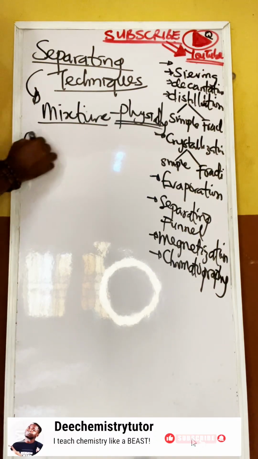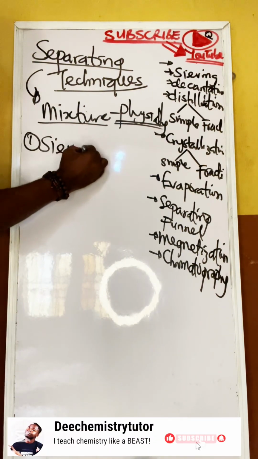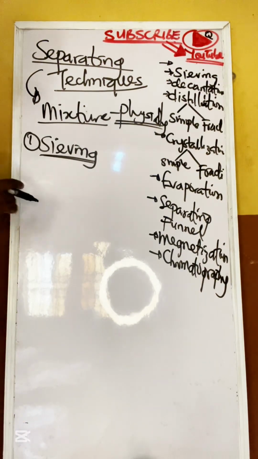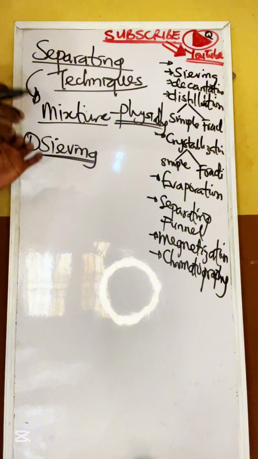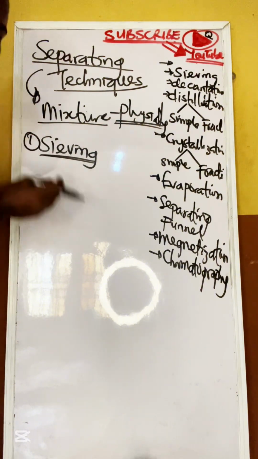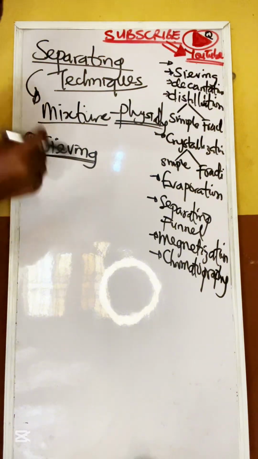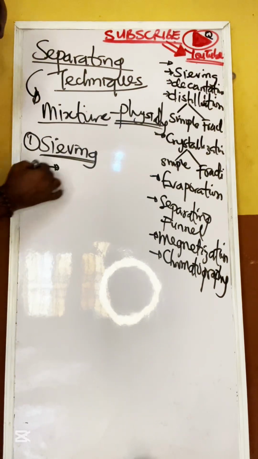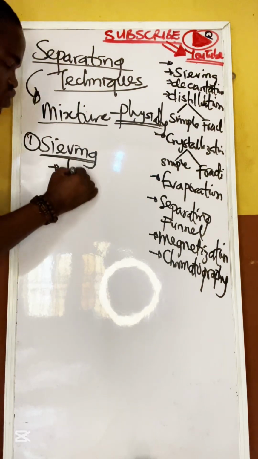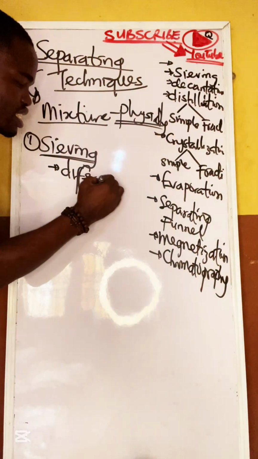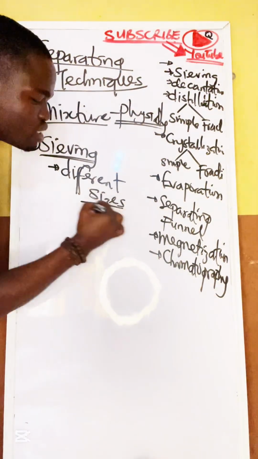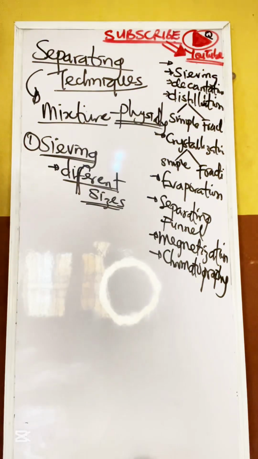The first one we're talking about is sieving. I will not be wasting much of your time, so please follow me. Now, sieving, I'm very sure you are familiar with this. What JAMB will ask you is, what is the property used in sieving techniques? That's what JAMB will ask you. And what will you tell them? We use the principle of different sizes. I've seen a question where they said the same sizes. Please don't go and make the mistake. It is different sizes. That's what we use.